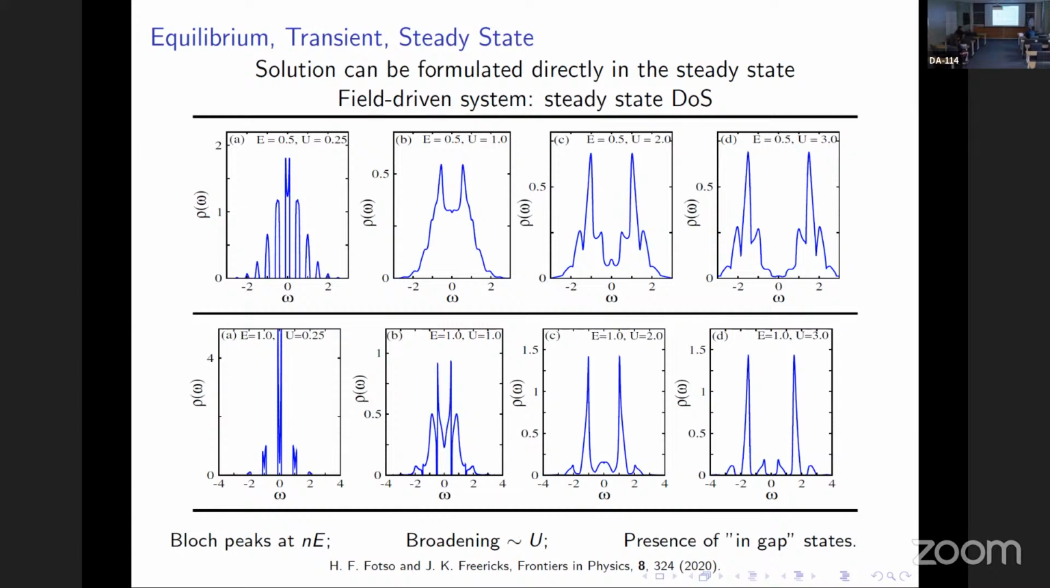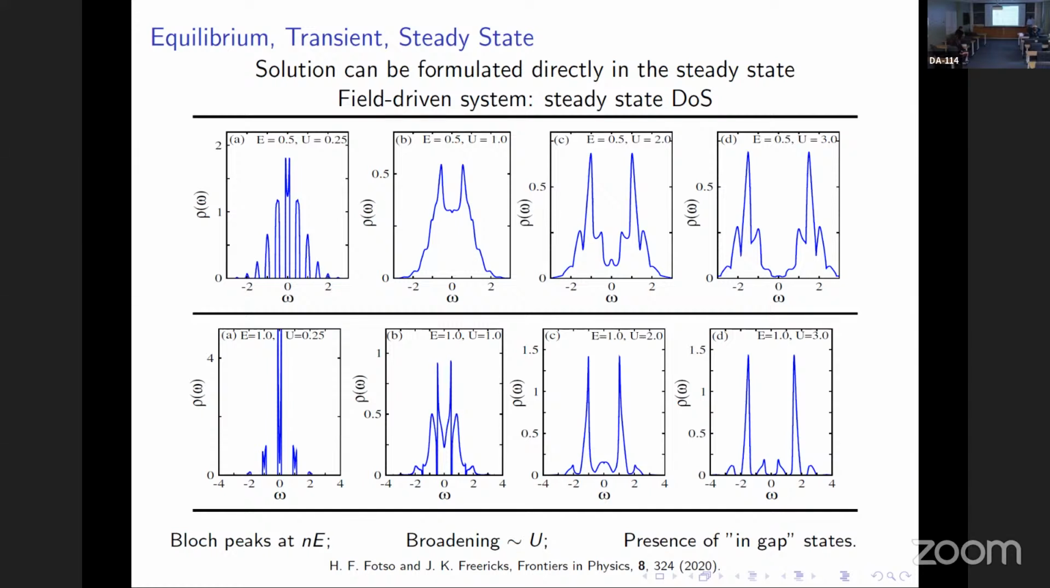On the top picture, I'm showing a weak electric field of 0.5. And here the field is stronger, 1.0. And here everything is measured in units of the hopping amplitude. And so you can see consistently this picture in terms of the Wannier-Stark ladder, the broadening with the Coulomb interaction, the merging of the peaks, and eventually the opening of the gap, but then the formation of the in-gap states. Remember, your Mott gap would be between these two peaks here. But now you have the formation of these states in the middle of the gap.